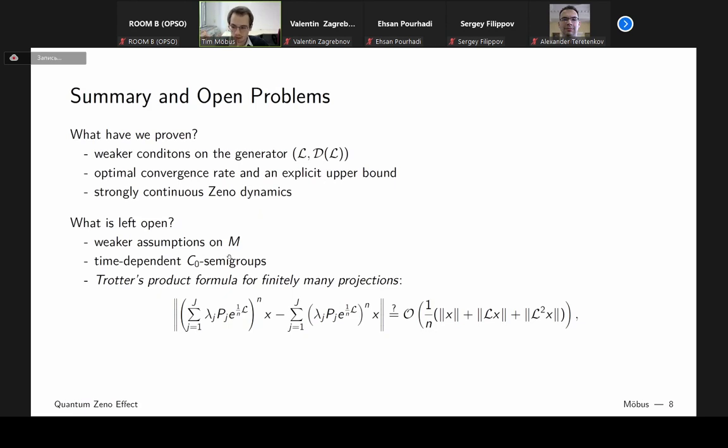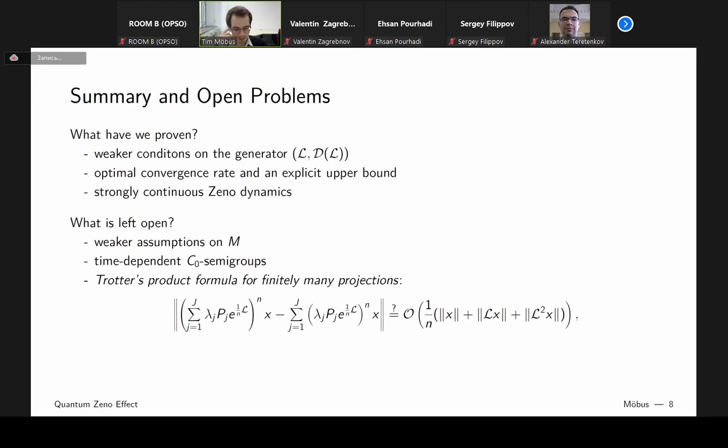And then another thing is time dependent semigroups. In the work in collaboration with Michael Wolf, we proved the quantum Zeno effect also for time dependent semigroups, so the generator L depends in this case on t. In this paper, we had bounded generators, so it's quite easy, because one can just approximate the time dependent semigroups by time independent semigroups.